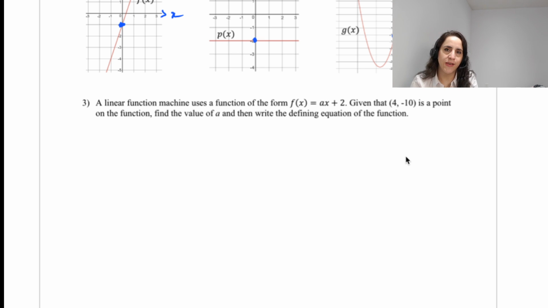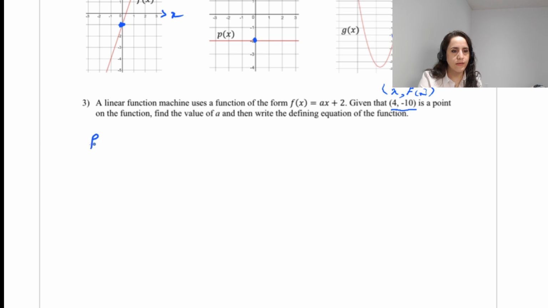Okay, do you have any idea? Let's see if your idea is the same as my idea. Here it's just telling me when the input is 4, the output is negative 10. Then I know that x is 4 and f of x, or y, is negative 10.